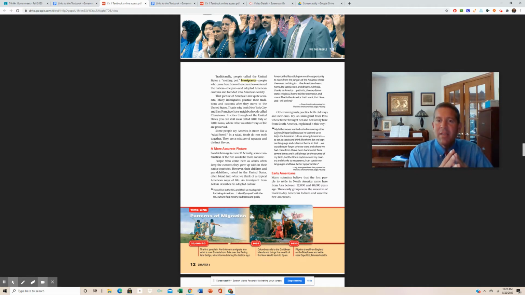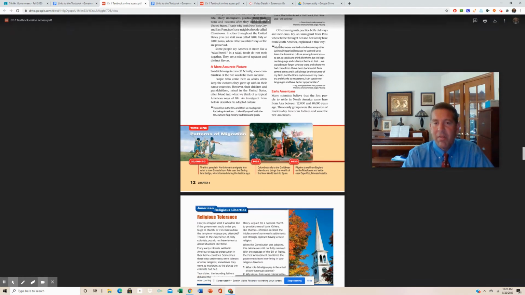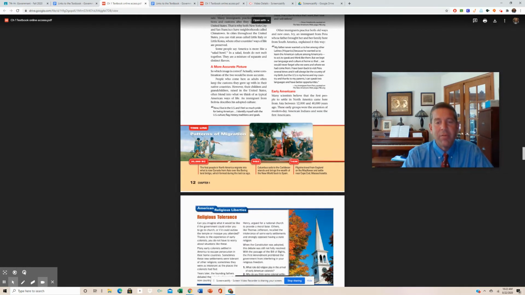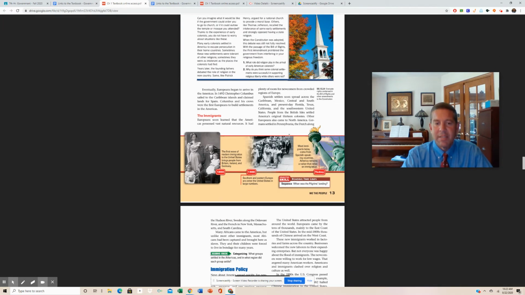Now, the textbook said that Native Americans or American Indians are the only peoples who can't trace their families back to another country. That's true because Native Americans did not come from a different country, but Native Americans can trace their families back to a different continent. So the text then talks about the earliest Americans, and how Indians or Native Americans first came to North America from Asia between 12,000 and 40,000 years ago. So really, everyone is an immigrant to the United States, or what we today call the United States.